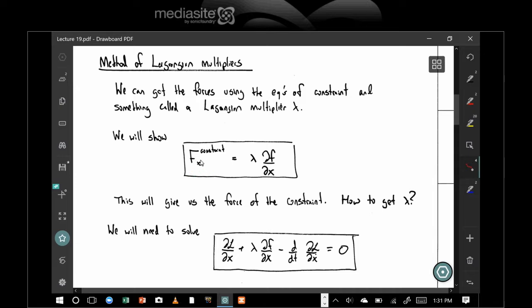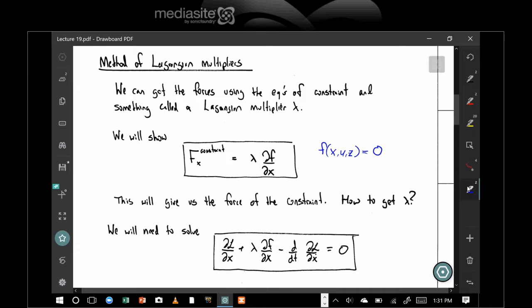So f sub x, the x component of the force of constraint, is going to be equal to the multiplier I get from solving the Euler-Lagrange equation times the partial derivative of f with respect to x. Now, what is f? Just to remind you, f is an equation of constraint. In the end, f is going to be a function of my Cartesian coordinates x, y, z, and I can always write that in the form of some function of x, y, z equal to 0. I want to show you an example in a minute.